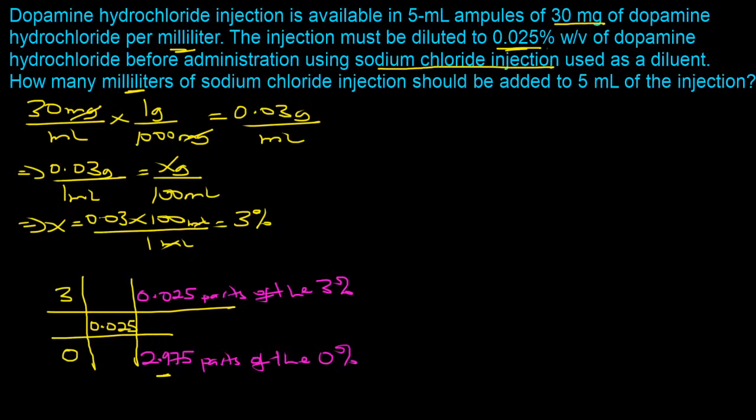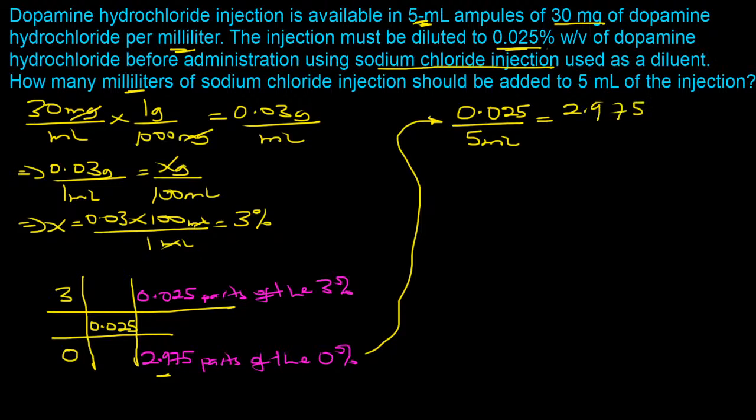But what we have is the volume of the 30 milligrams per milliliter. So your 3%, we have 5 ml of that. So the way that will work is we take the parts of the 3%, which would be 0.025, and that goes with the 5 milliliters. And we can set up a proportion and say, what if we had the 2.975 parts? What volume would that represent? Okay, so once you understand what happens, it almost reduces to a simple proportion.